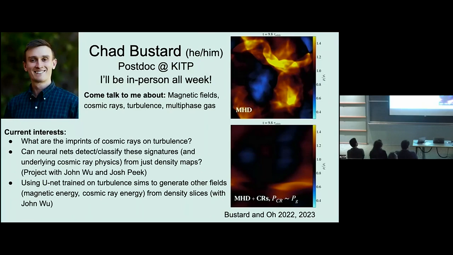classify these imprints. I'm also working on using a UNet trained on these same turbulent simulations to try to generate other fields, like, how do we paint the magnetic energy or cosmic ray energy on density slices?